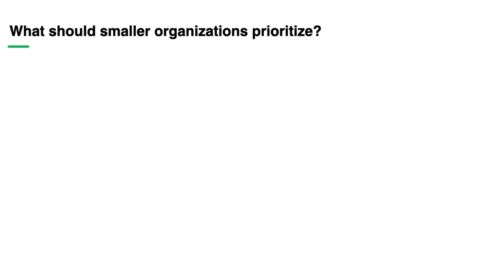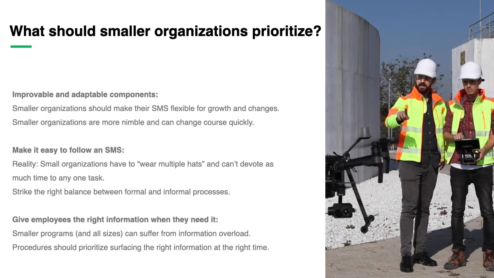So, lastly, if you're a smaller organization, what should you be prioritizing if you're building a safety management system? So you should be prioritizing adaptable components and things that can be improved in more of a modular fashion as you grow as an organization. Again, make it easy to follow.